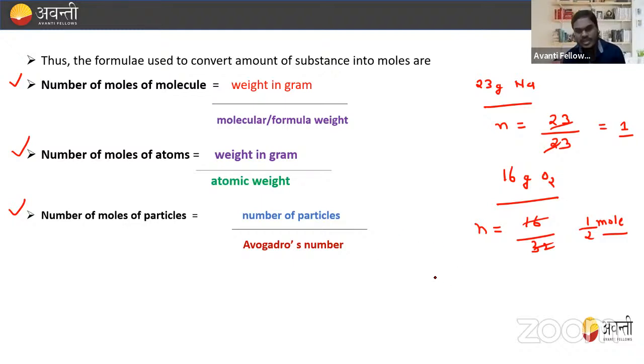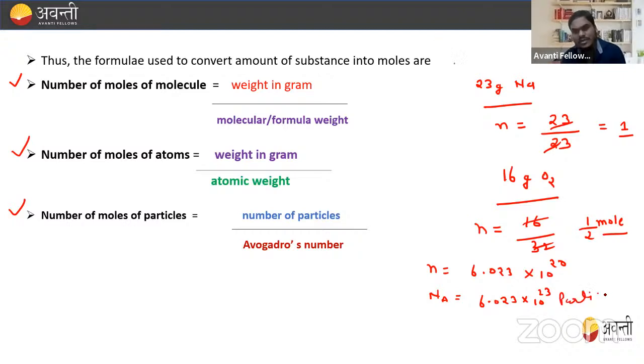Let us assume the number of particles, that is n, is given as 6.023 into 10 raised to the power 20. And we know that the Avogadro number is 6.023 into 10 raised to the power 23, right? Either it will be atoms, molecules, or particles, anything.